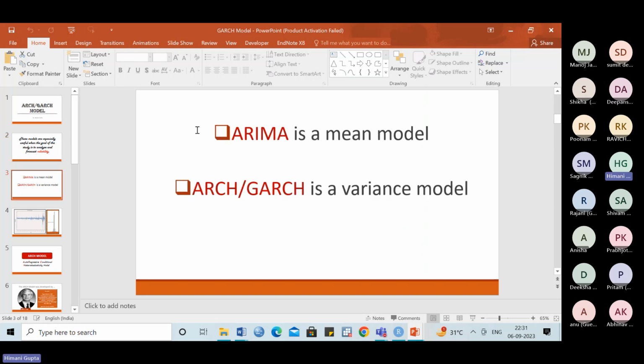So that's why, first of all, we learned the ARIMA model, because that is a mean model. And now we are going to study the ARCH and GARCH model, which is a variance model, and variance has come from the mean. So I can say that the ARIMA model is a part of the ARCH and GARCH model. Without the mean model, I cannot go for further studies of the variance model.